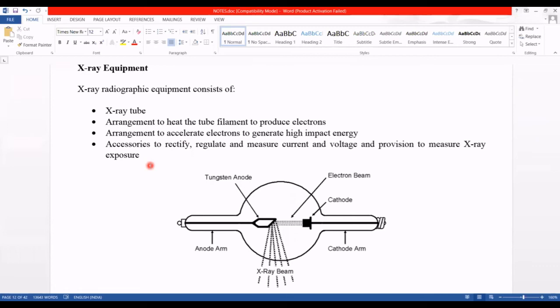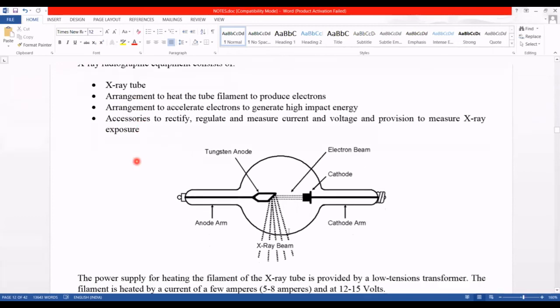By changing the tube current and the potential difference, that is the voltage, we can decrease and increase the intensity of the X-ray beam. So this is the minimum requirement for any radiography: the X-ray tube, the heating coil, the arrangement for accelerating the electrons from cathode to anode, and the controls for regulating the X-ray intensity through current and voltage.